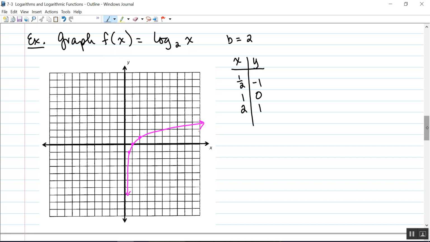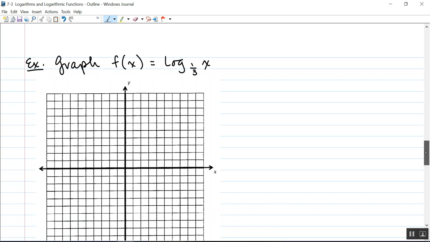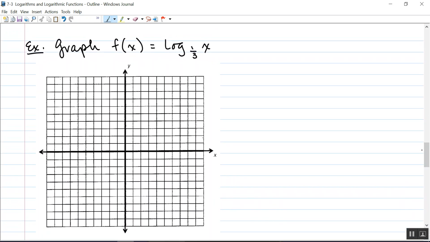Let's take a look at an example where my base is a number between 0 and 1. Here's log base 1/3 of x, so my b is 1/3. Again, I'll make a simple table with those 3 points.